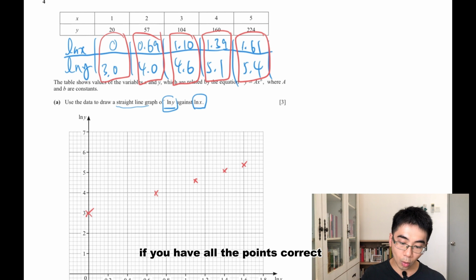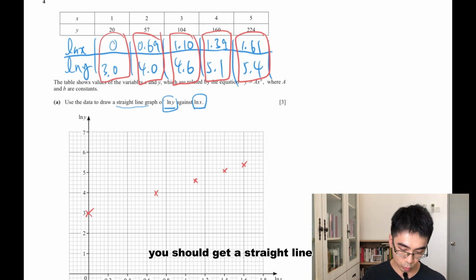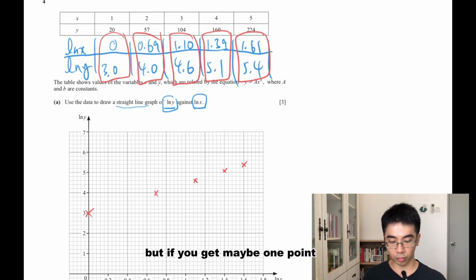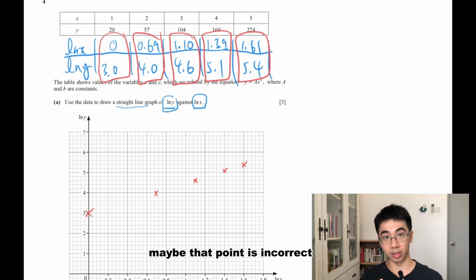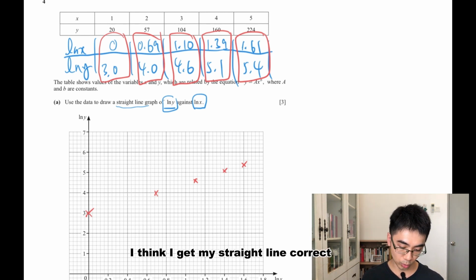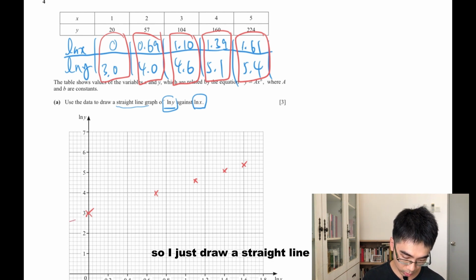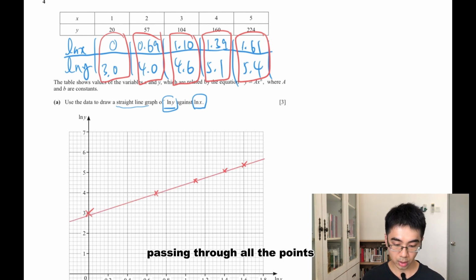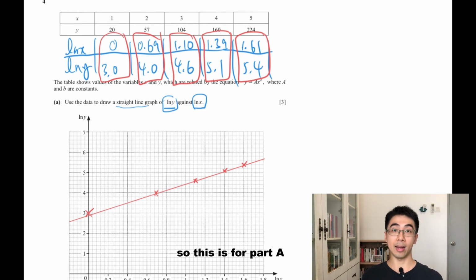So if you got all the points correct, you should get a straight line or something similar to a straight line. But if maybe one point is very far from the straight line, maybe that point is incorrect and you need to recalculate it using your calculator. So here I get my straight line correct. So I just draw a straight line passing through all the points. So this is for part A.